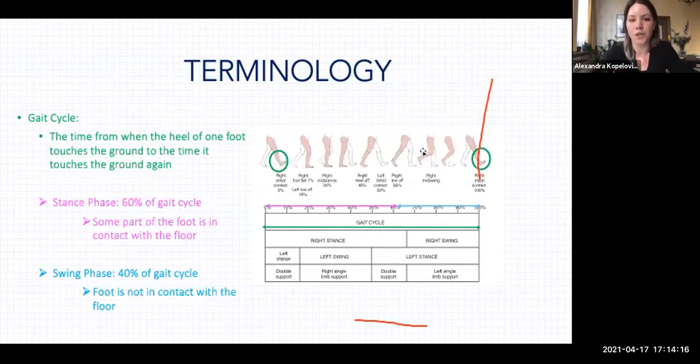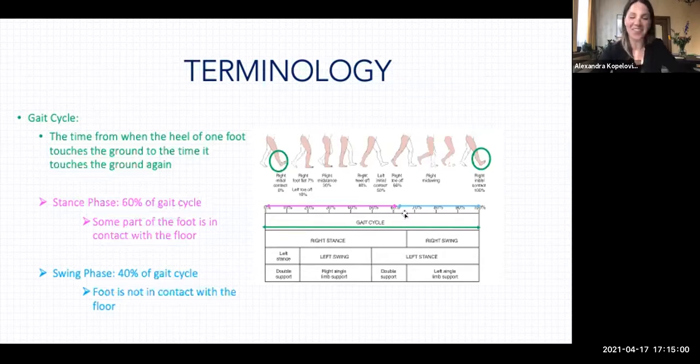Generally, the gait cycle is divided into two phases, as many of you know: the stance phase and the swing phase. In the stance phase, some part of the foot is in contact with the ground, while in the swing phase, the foot is off the ground. What's important here is that the stance phase, marked with the pink arrow right here, takes up 60% of the entire gait cycle, while the swing phase takes about 40% of the entire gait cycle. We will be coming back to these values later on.